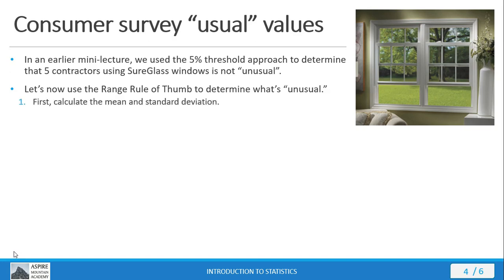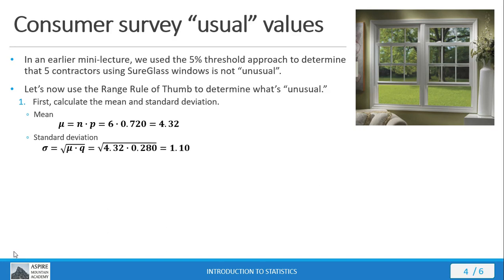So to use the range rule of thumb, we first need to calculate the mean and the standard deviation. So the mean is going to be the number of trials times the probability of success. The standard deviation is going to be the square root of the mean times the probability of failure. So here we have our mean and our standard deviation, and now we have the numbers we need to calculate our max and min usual values.